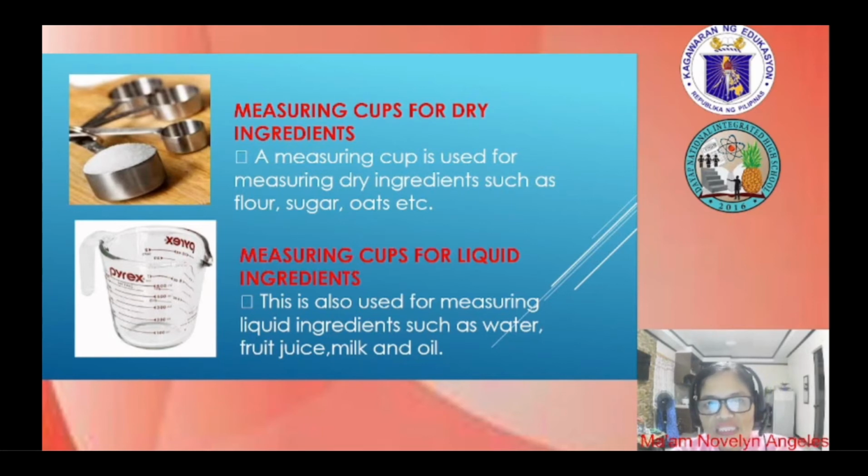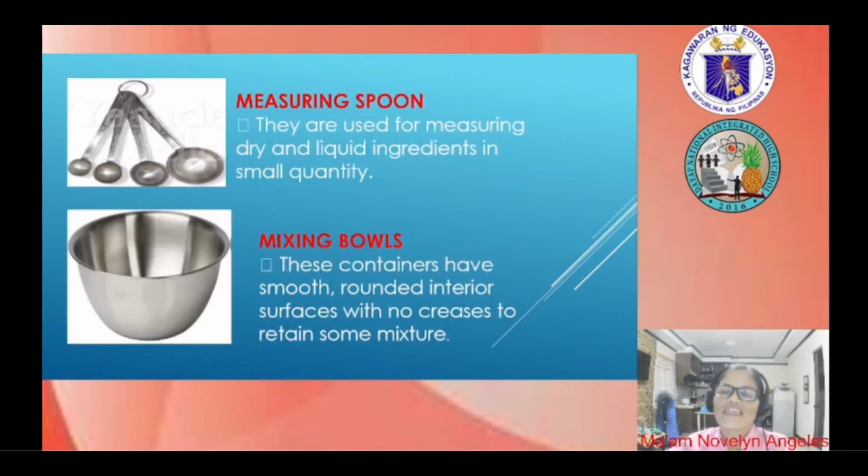The next one is the measuring cups for liquid ingredients. This is also used for measuring liquid ingredients such as water, fruit juice, milk, and oil. The next one, kitchen tools used in preparing appetizers, is the measuring spoon. The measuring spoons are used for measuring dry and liquid ingredients in a small quantity.